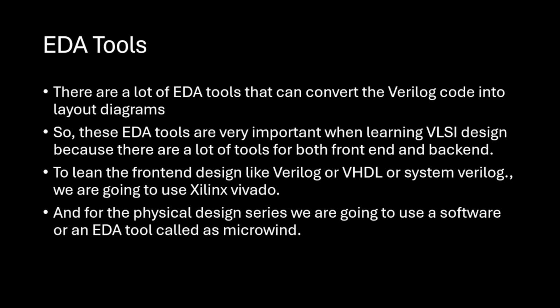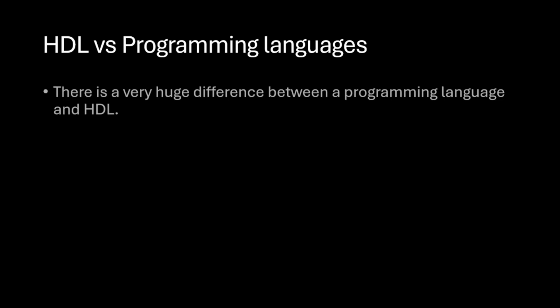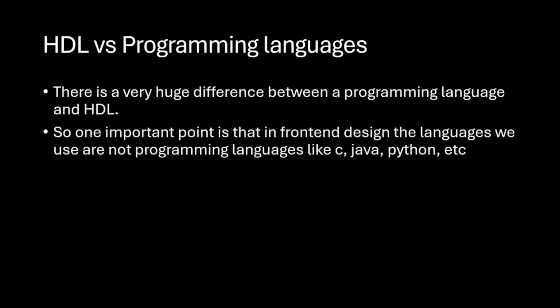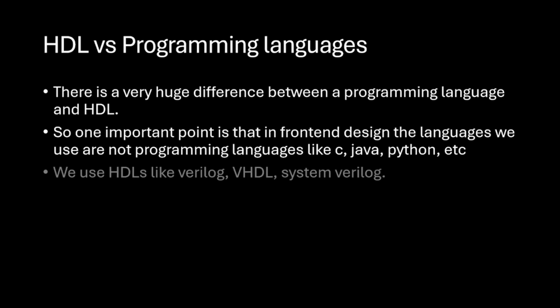So Verilog is basically a hardware description language, so HDL. There is a very huge difference between a programming language and an HDL. One important point is that in front-end design, the languages we use are not programming languages like C, Python, or Java. Instead, we use a hardware description language. The name itself says that you describe the hardware in an HDL. So what exactly is the difference?